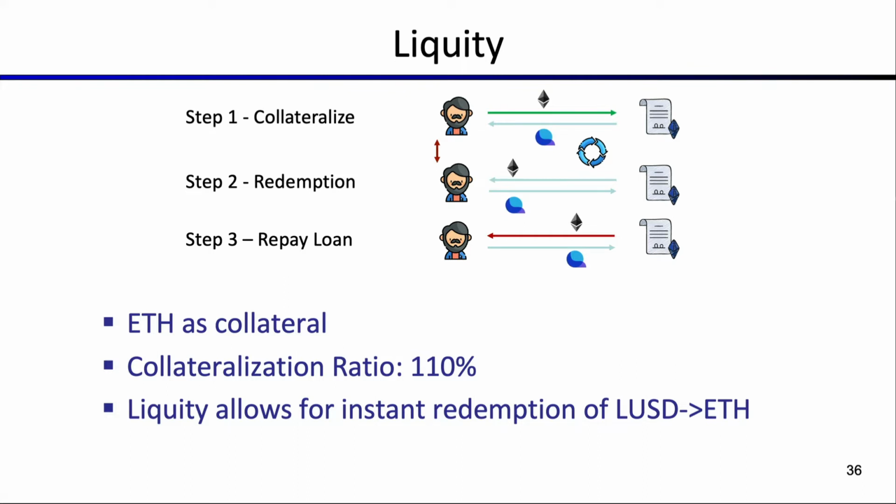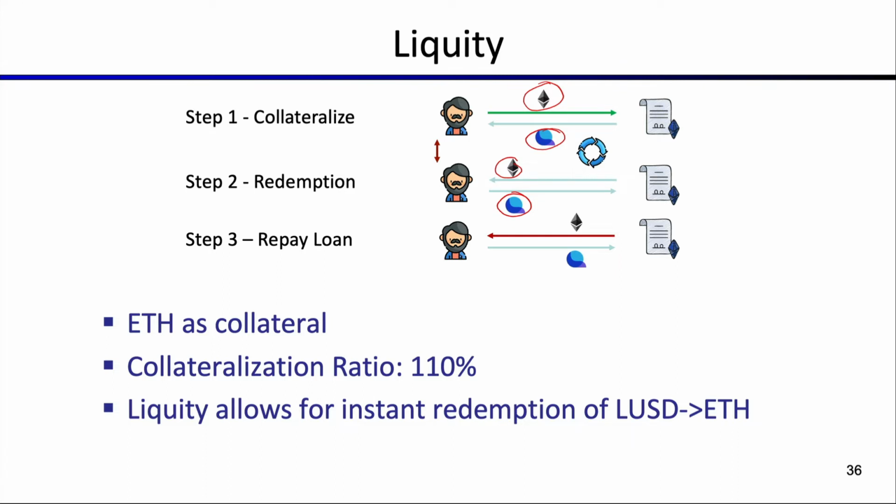A second example of a crypto-collateralized stablecoin is Liquity. Liquity operates similar to DAI, but has a few differences. In the first step, you collateralize, for example, Ether into a smart contract pool, and then you can redeem LUSD out of this pool. And similarly, when you pay back LUSD to the contract, you can redeem Ether at face value. This can be done instantaneously, and there's a redemption fee that's charged on each redemption by the user.